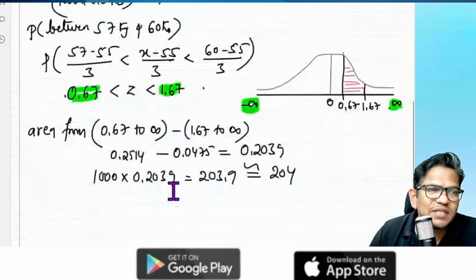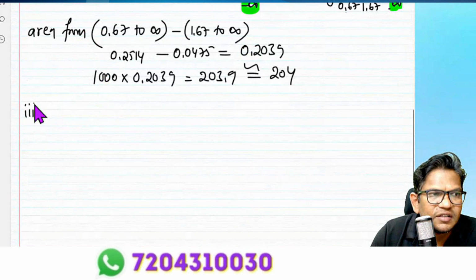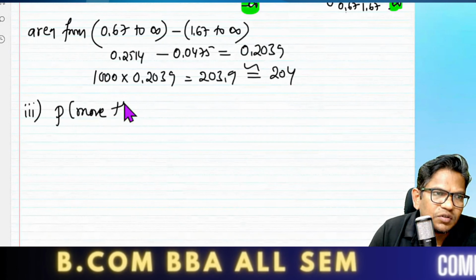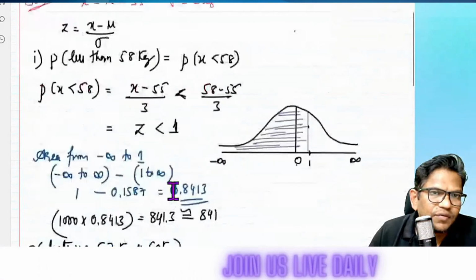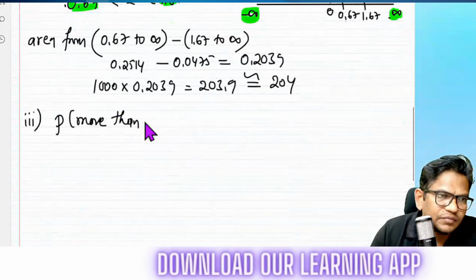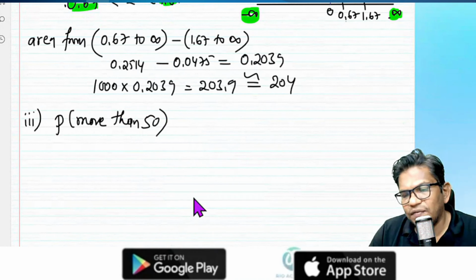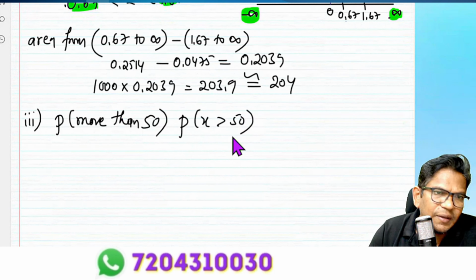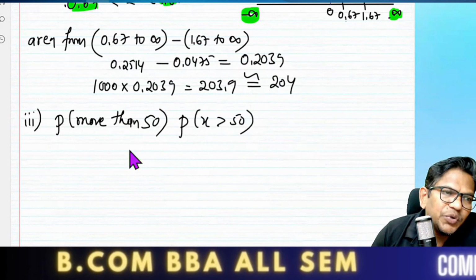And the last one, more than 50. Same thing. The last, third point is that P is more than 50, they said. Correct? So that means P of X is greater than 50. Okay, let us do it, children, do it.